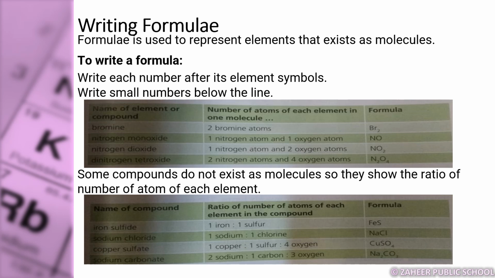Same for the case of sodium chloride. They are also in the 1:1 ratio. The formula would be NaCl. And for copper sulfate, the ratio is 1:1:4. So the formula would be CuSO4. 4 means that there are 4 oxygen atoms. And for sodium carbonate, they are present in the ratio of 2:1:3. So the formula would be Na2CO3. 2 means there are 2 sodium atoms, and 3 means there are 3 oxygen atoms.